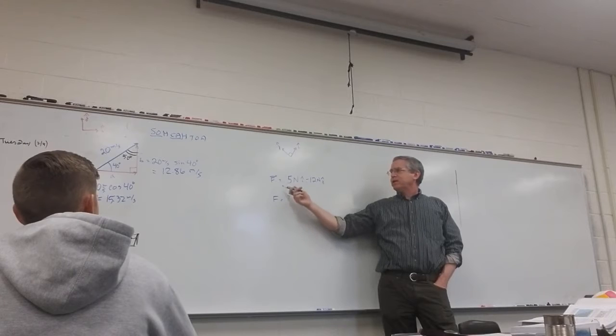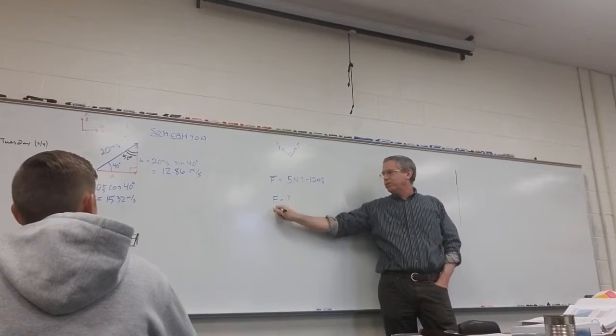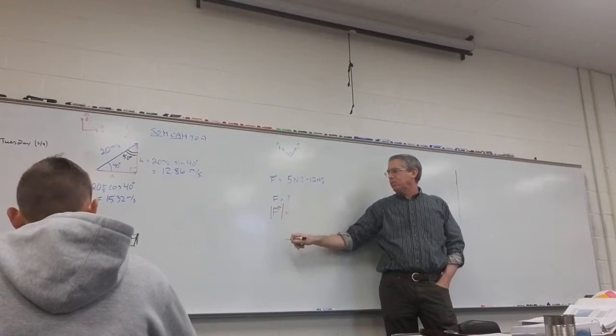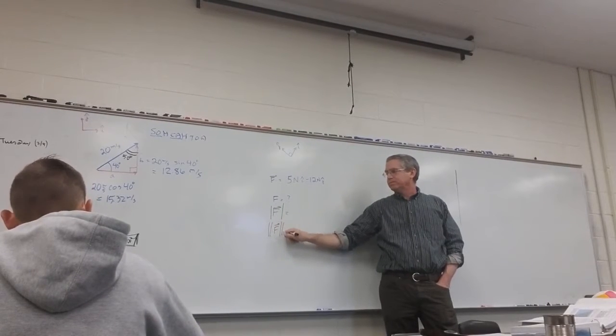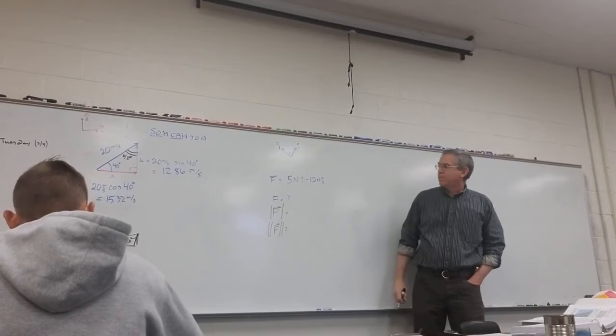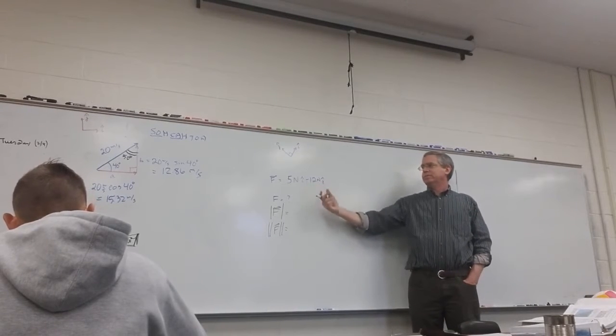So what I'm asking here, this is the vector because I have magnitude and direction. I don't have the vector symbol here, so what I'm looking for is the magnitude. I could also have written this as the force with the absolute value sign around it, or as some textbooks will write it, with the double absolute value sign. But I'm looking for the magnitude.